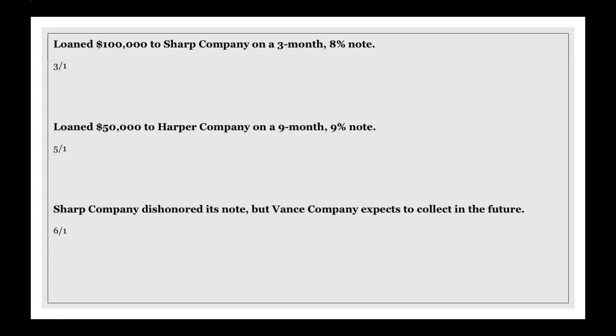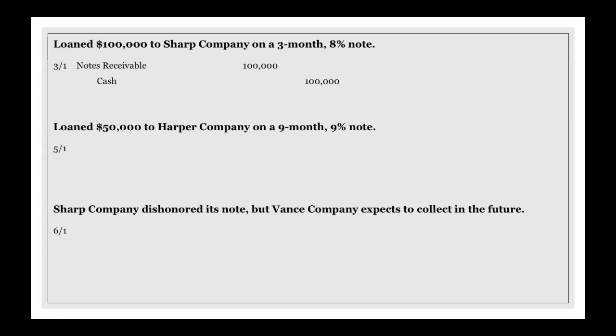On March 1st, we loaned $100,000 to Sharp Company on a 3-month 8% note, meaning we are giving Sharp Company $100,000. They're supposed to pay us back within 3 months, and there will be 8% interest. But here, just on March 1st, how do we record that? Well, we want to debit notes receivable to show that notes receivable is increasing. And we want to credit our cash, showing that we are giving $100,000 to Sharp Company.